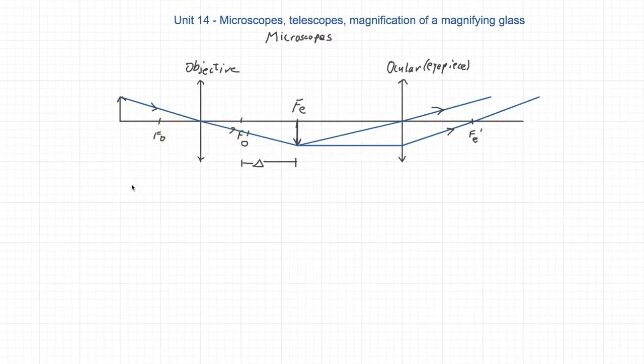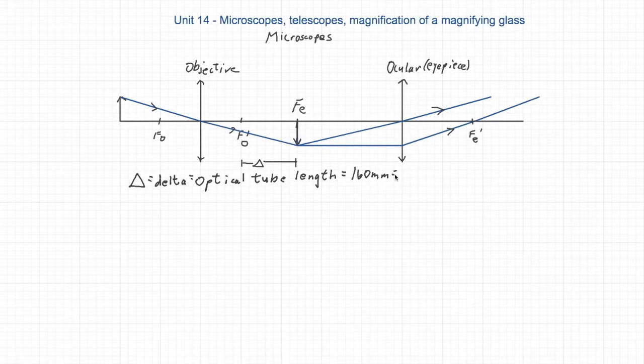That triangle is the Greek letter delta. It's the distance between the secondary focal point of the objective and the primary focal point of the ocular. And in most microscopes, it equals 160 millimeters or 0.16 meters.